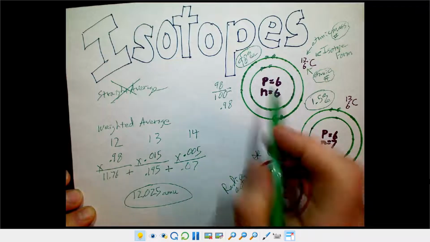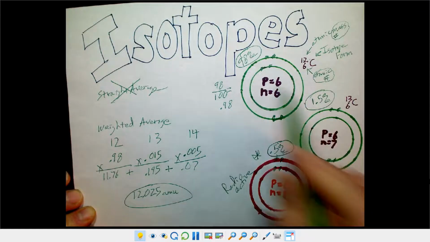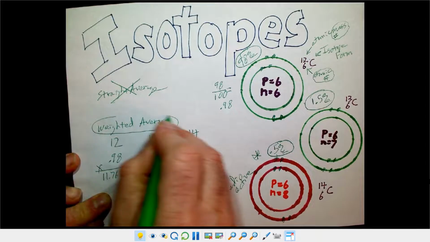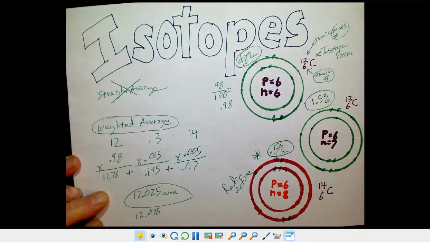Okay, so again, if I were to look these numbers up, I could probably get them closer, but that's not too bad because the actual periodic table value is 12.0115 for an atomic mass unit, so pretty close. So that's how you figure out the atomic mass unit for an atom on the periodic table. You have to do what's called a weighted average and not a straight average.